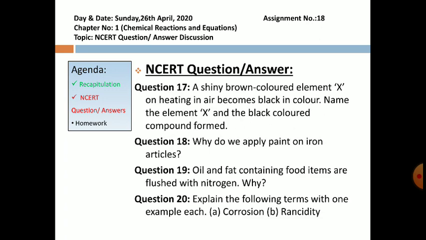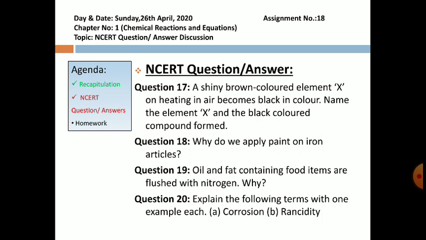Coming to question number 17. A shiny brown colored element X on heating in air becomes black in color. Name the element X and the black colored compound. This element X is copper and the black colored compound formed is copper oxide, CuO.